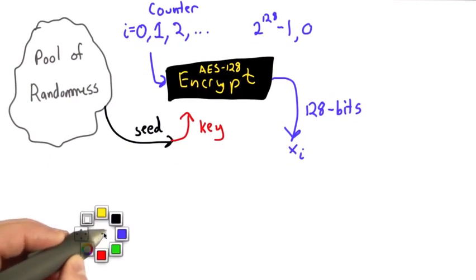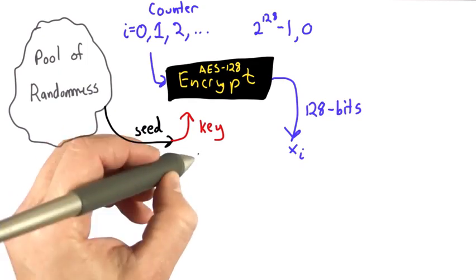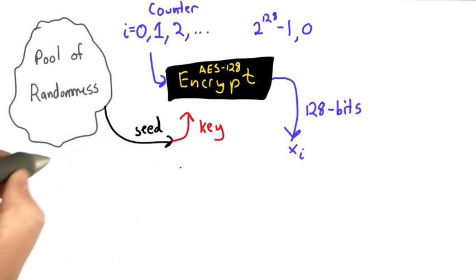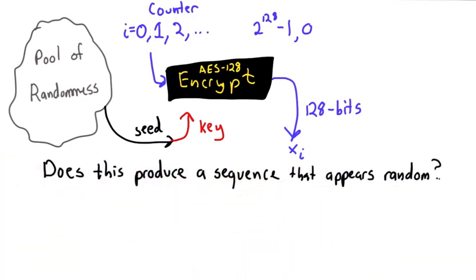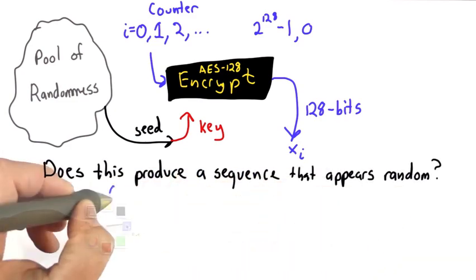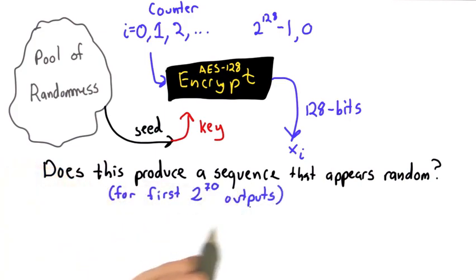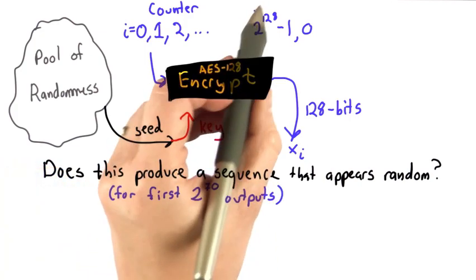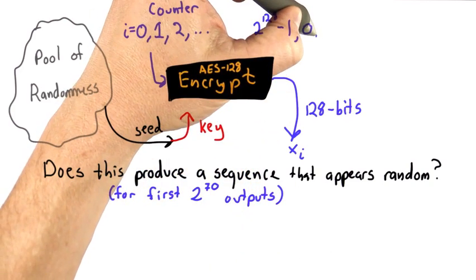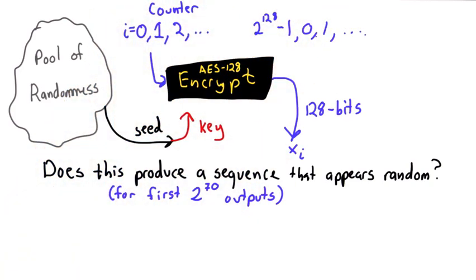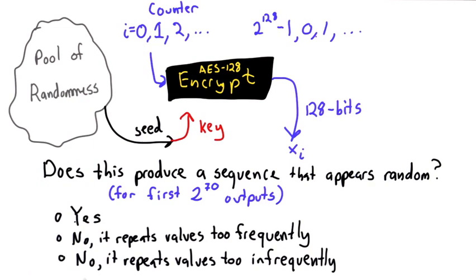So now I have a quiz about how well this works. So the question is, does this produce a sequence that appears random? And let's say for the first 2^70 outputs. So certainly if we have more than 2^128 outputs, well, these counter values repeat. So that would be non-random. The choices are yes, no, because it repeats values too frequently, or no, because it repeats values too infrequently.